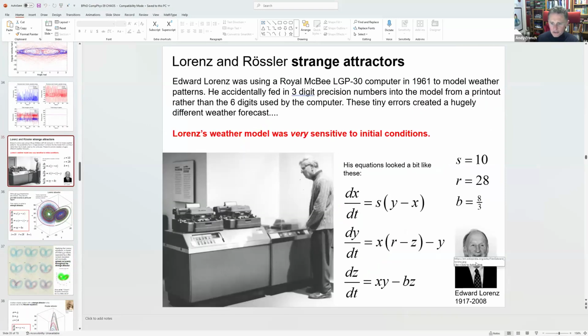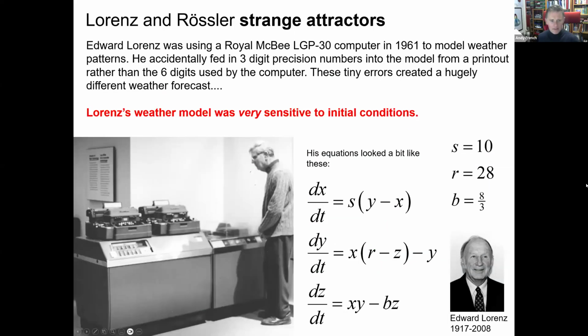We're going to look at this idea called the strange attractor. And so this is the story. This is Edward Lorenz. I think that might be Edward Lorenz. Anyway, and that's not a modern computer. This is a Royal McBee LGP30, which was state of the art in 1961. And so he was using this to model weather patterns.